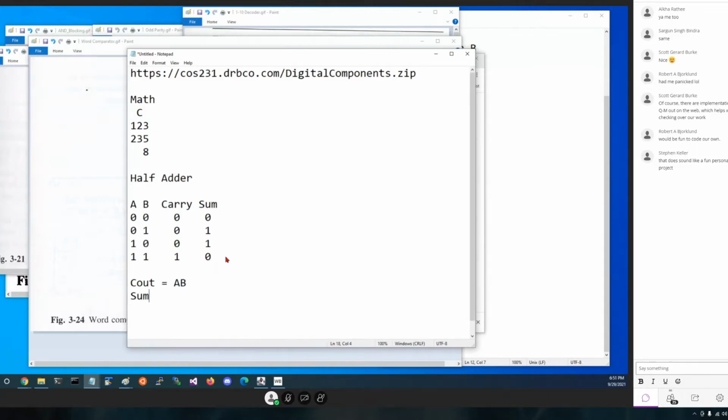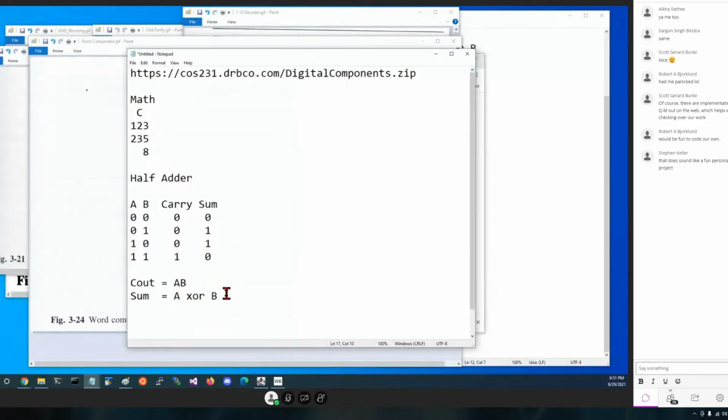The sum is equal to, well, which function is this? We've seen this before. Raise your hand if you know what that function is. Yeah, it's an A exclusive or a B. So for a half adder, we could build this circuitry fairly straightforwardly. That's not going to be a big deal for us to do.